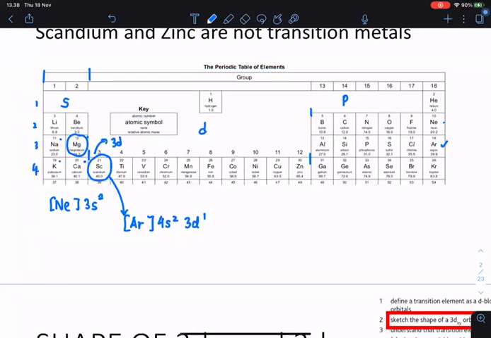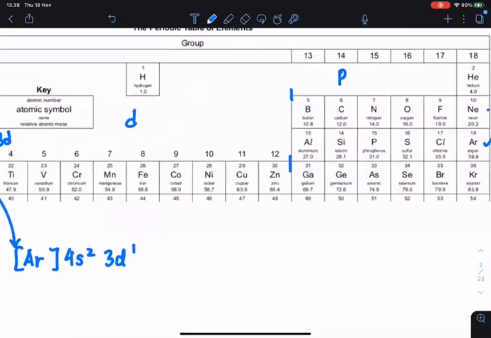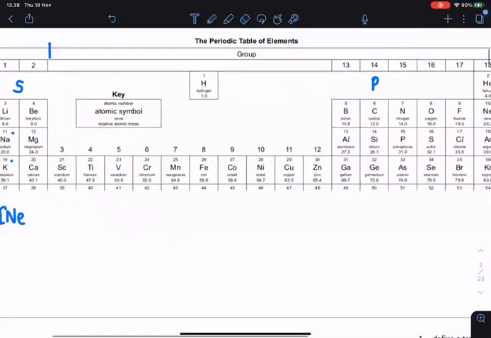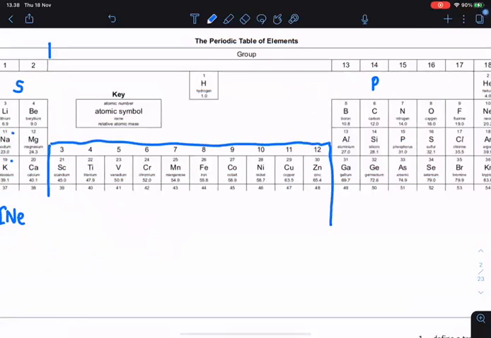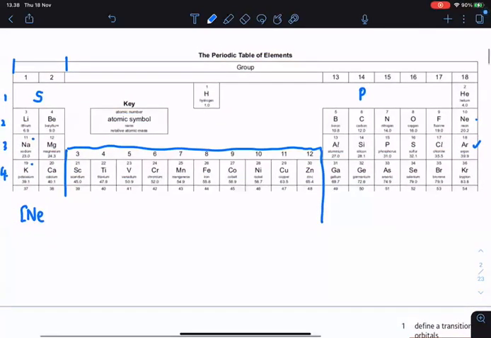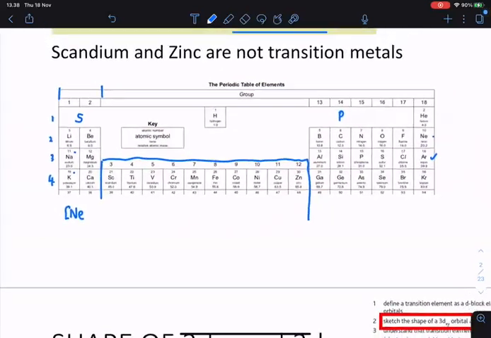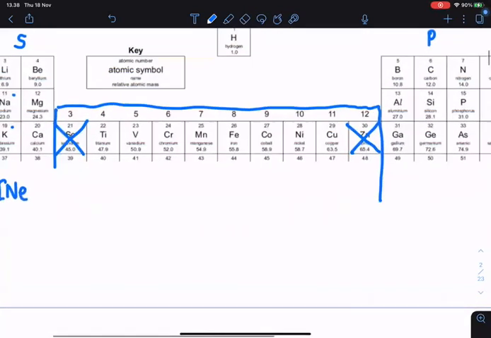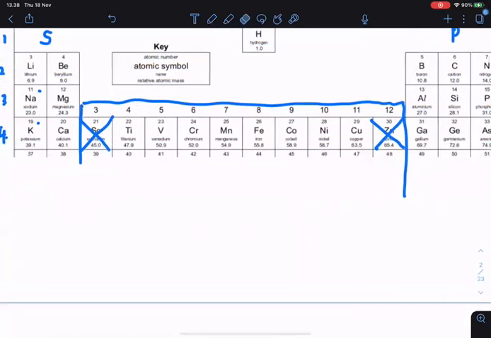The idea here is that from here to here, they are known as your D block. But under D block, not all of them are considered transition metals. Scandium is not a transition metal, and zinc is not a transition metal. I will show you very quickly why.